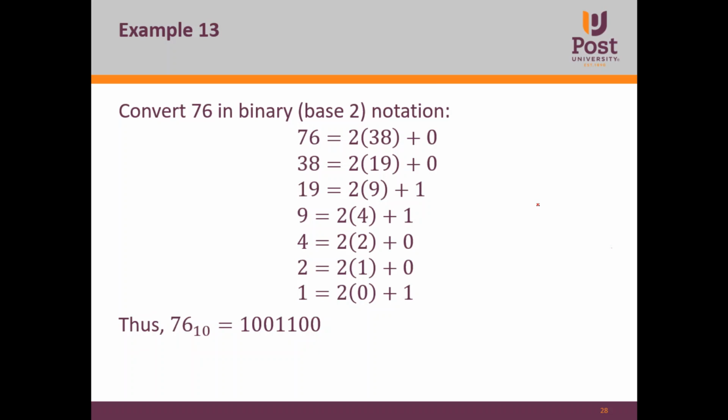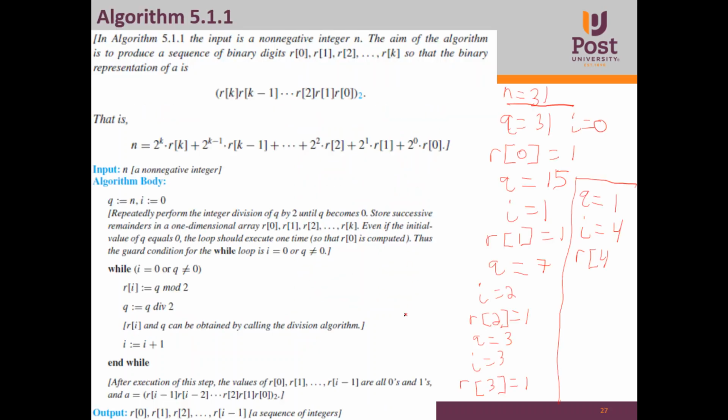So r sub 4 is going to be equal to 1. And q then would be 0. And since we got 0 here, we don't want q to be 0. So this ends the while loop, and that would be our trace of this particular algorithm using an n of 31.